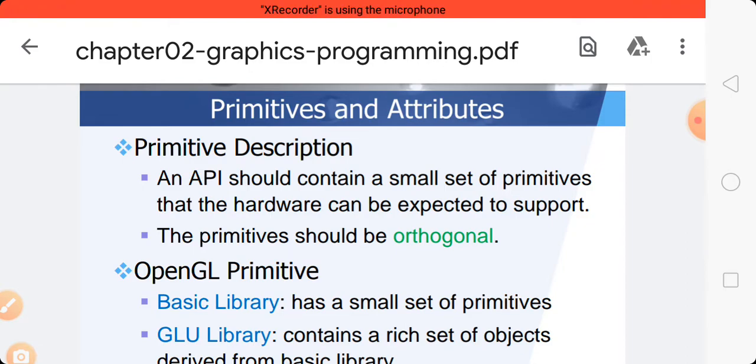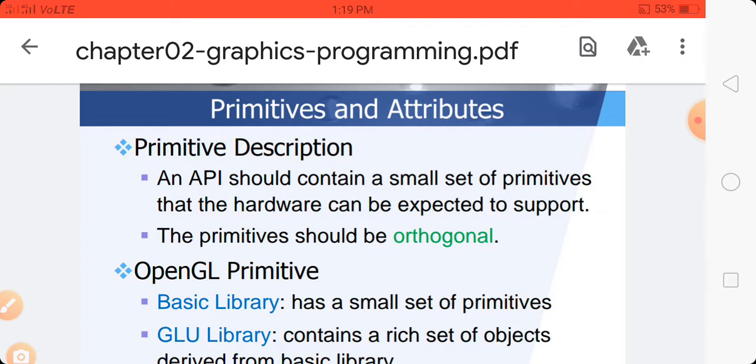Okay, so primitive description here. An API should contain a small set of primitives that the hardware can be expected to support. API means application interface, and it should contain the small set of primitives that the hardware can be expected to support. Means the application interface provides small support.